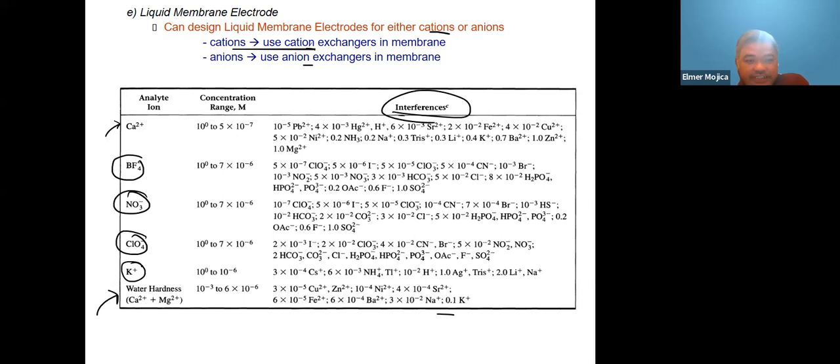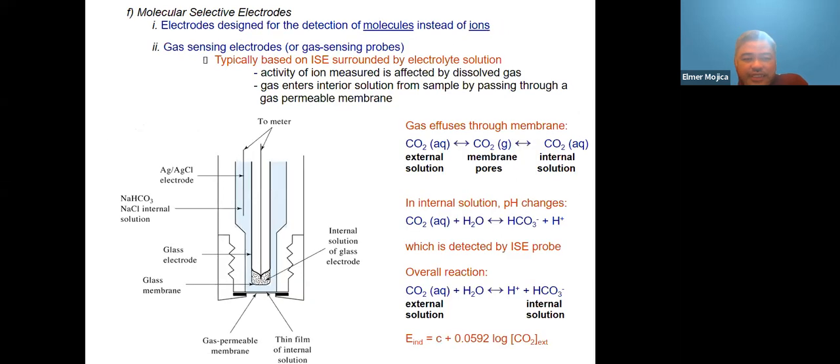Now, the other thing that they use is the so-called molecular selective electrodes. So instead na ions, ang ginagawa nila ay for a particular molecule. So kung meron tayong ISE, ito yung MSE. Okay? But this is usually limited to those molecules that are what we call in the gas form. So typically, it's based on these ion selective electrodes surrounded by the electrolyte solution. So the activity of the ions measured is affected by the dissolved gas. So ganito yung setup niya.